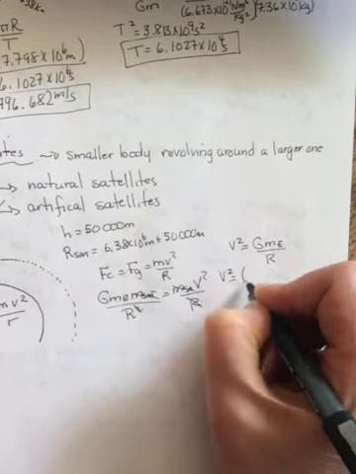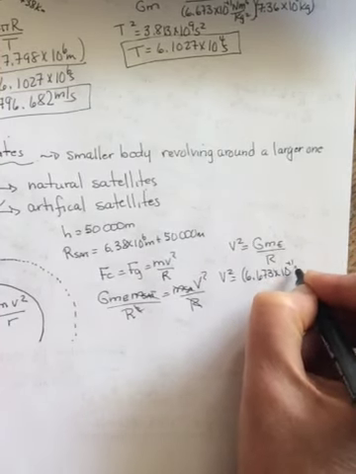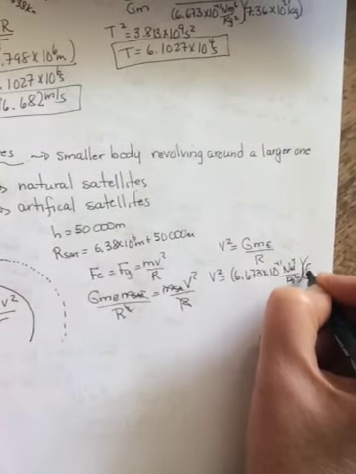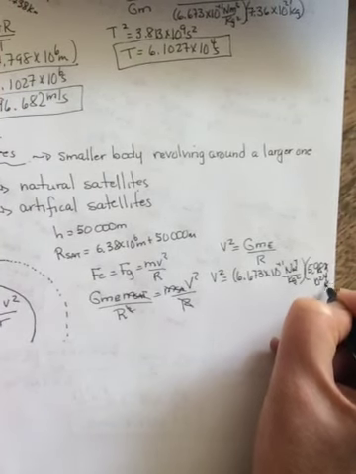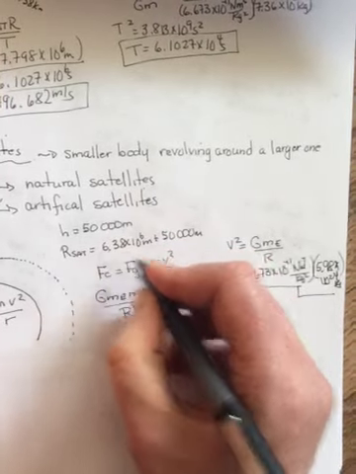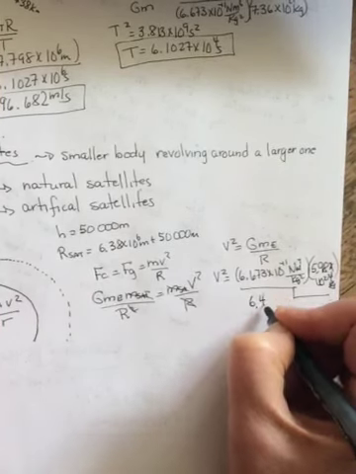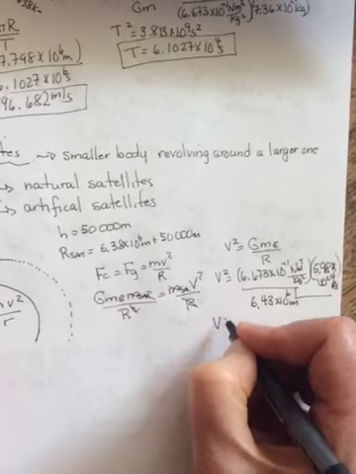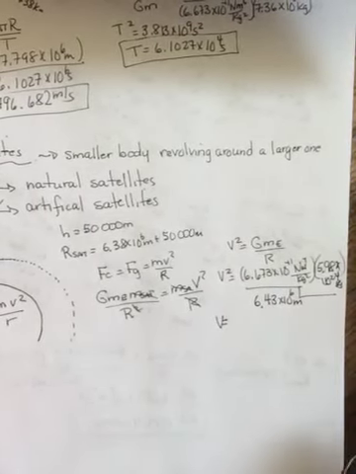So v squared is equal to 6.673 times 10 to the negative 11 newton meters squared per kilogram squared, times the mass of the Earth, 5.98 times 10 to the 24th kilograms, divided by the r, and adding the 50,000 to that should be 6.43 times 10 to the 6th meters. And you'll get your v squared out and then take the square root. I didn't do this, but I guess I should.